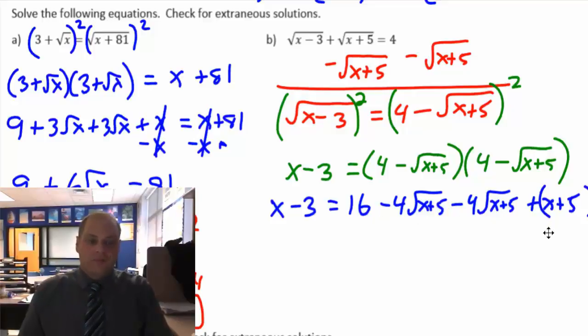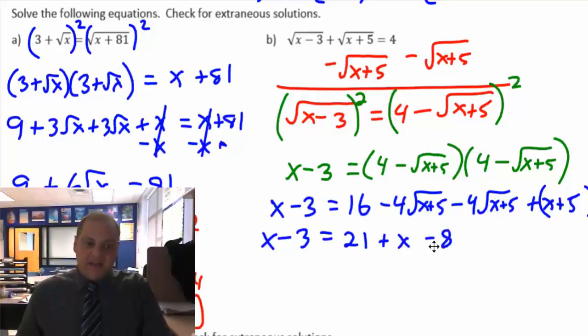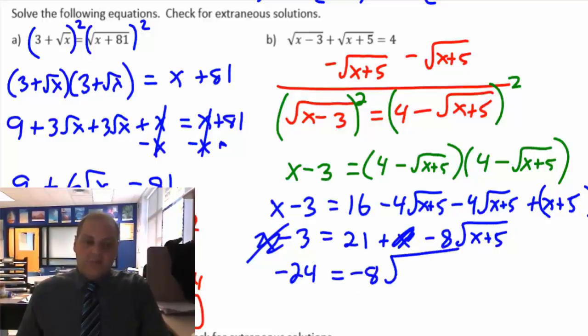All right, so what do I have? I have x minus 3. 16 and 5 is 21, plus x minus 8 radical x plus 5. All right, the x's drop out because I have x on both sides. Subtract 21, giving me negative 24 equals negative 8 radical x plus 5.